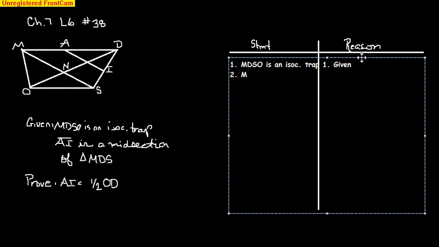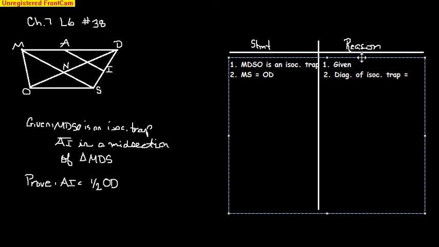What we do know, if you remember, is that the diagonals of an isosceles trapezoid are equal. So we know that MF is equal to OD. That's one of those things you just have to keep in the back of your mind, all these definitions and theorems. So we know the diagonals are equal, so you just say diagonals of isosceles trap are equal.